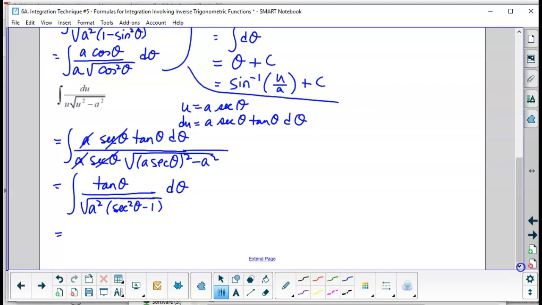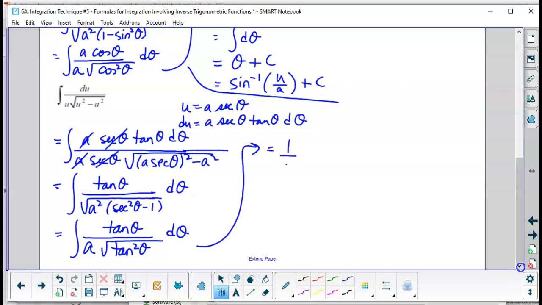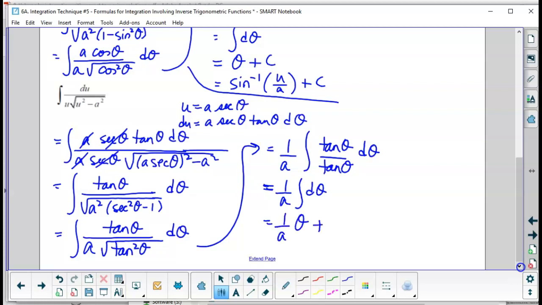Then we will have tan theta, root of a squared is a, so then secant squared theta minus 1 is tan squared theta. Bring the 1 over a out, then we'll have tan theta over tan theta. And that's going to be equal to d theta, so 1 over a theta plus c.